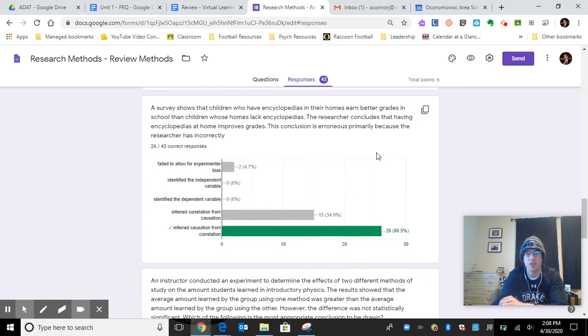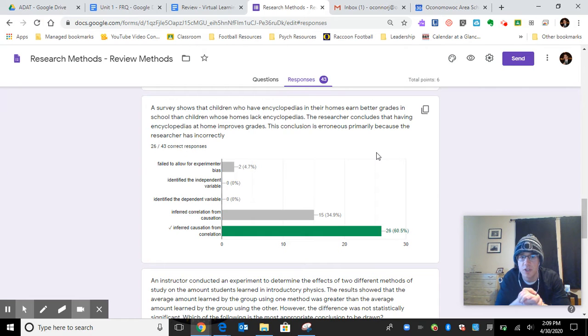Next one, a survey shows that children who have encyclopedias in their homes earn better grades in school than children whose homes lack encyclopedias. The researcher concludes that having encyclopedias at home improves grades. So the researcher here is using a survey to believe that one thing causes something else to happen.